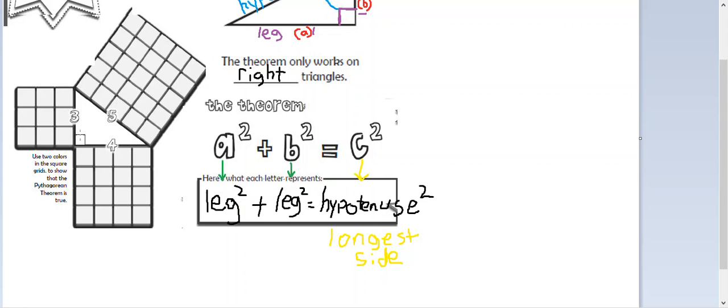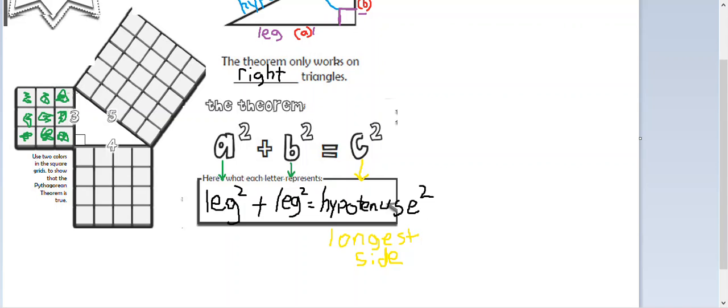Alright, we can prove the Pythagorean theorem works with this example over here on the left. So this is a right triangle. I can tell by the right angle sign right here in the corner. And then what I'm also going to do is fill in the sides of this right triangle. So this is my leg, because it's touching the right angle of the right triangle, and it says 3. So I'm going to color all these one color. Alright, so I colored those in green.